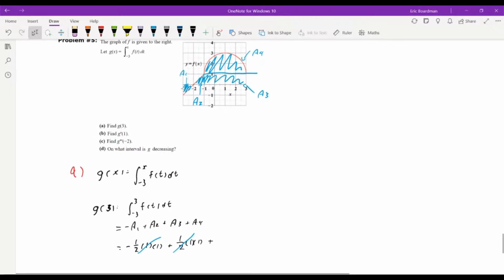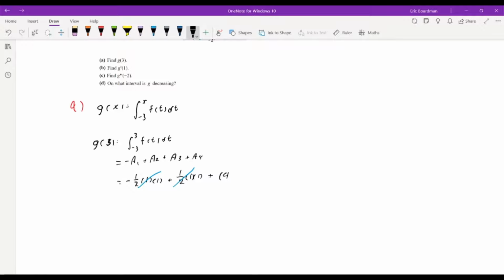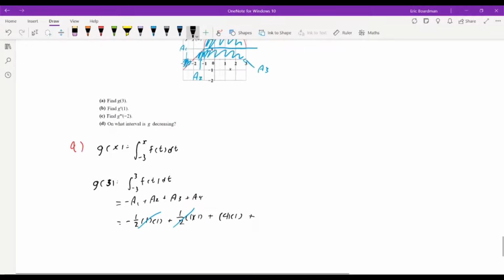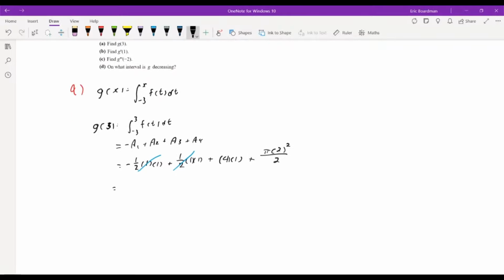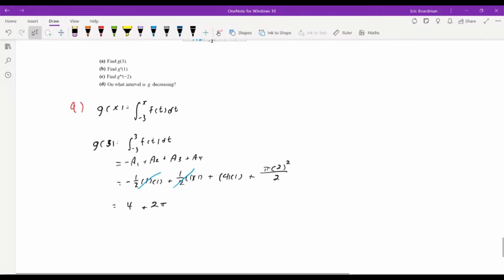And then plus A3. A3 is just a rectangle with base 4 and height 1. So it's 4 times 1. And then A4 is a semicircle with radius 2. So this will be pi times 2 squared. And since it's half a circle, you divide by 2. So this should be 4 plus 2 pi. So yeah, that should be the answer.